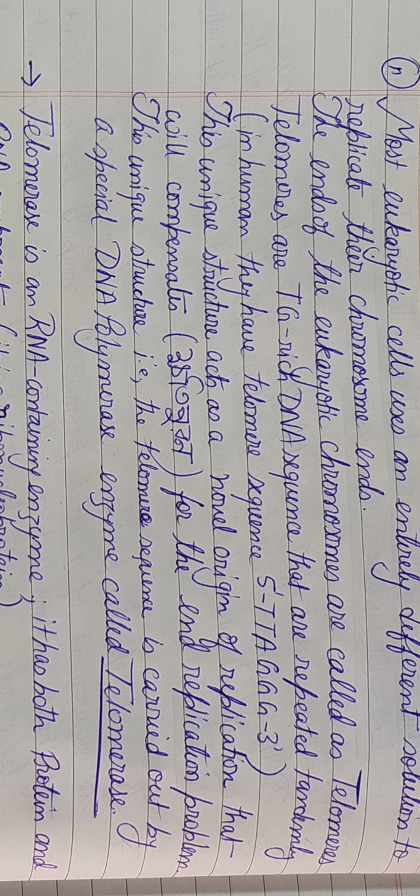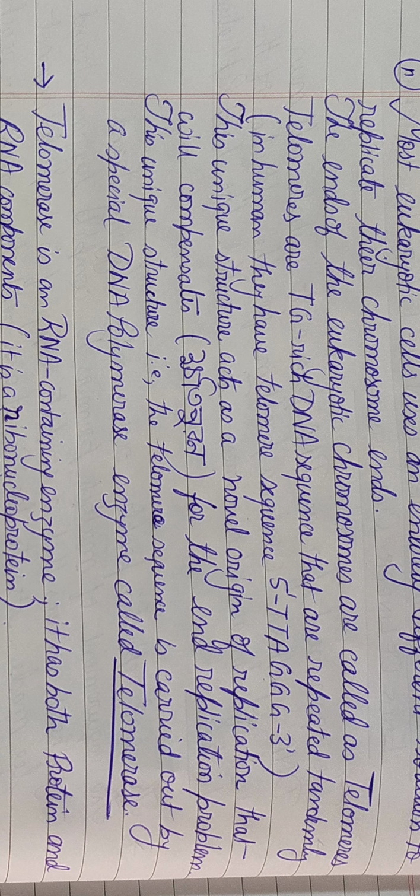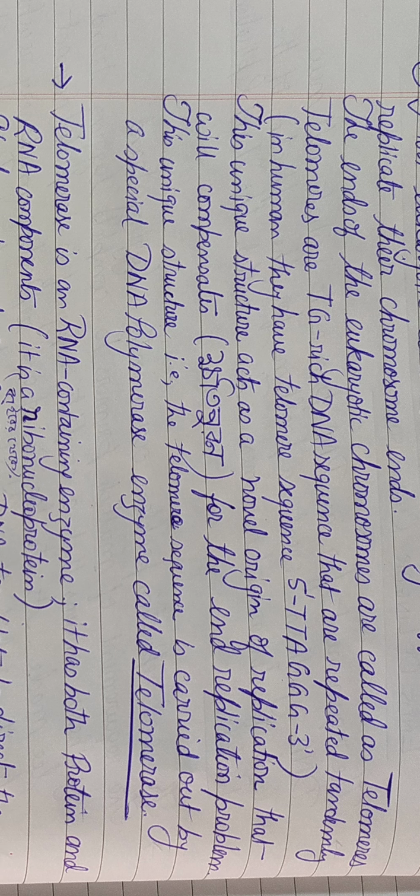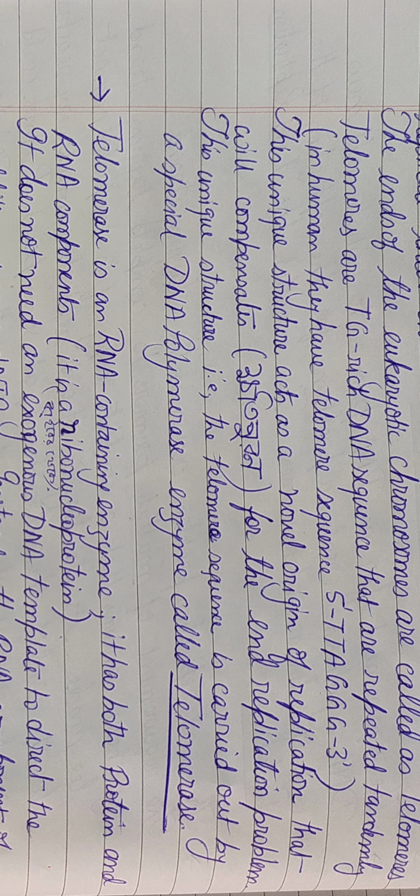Now this unique structure acts as a novel origin of replication, so that your DNA polymerase can bind and fill that gap that occurs at the end of your chromosome, the end of your DNA. In this way the telomere sequences are overcoming that mistake for the end replication problem. Now who catalyzes this telomere sequence? There must be some enzyme, and the enzyme that catalyzes the formation of telomere is telomerase.